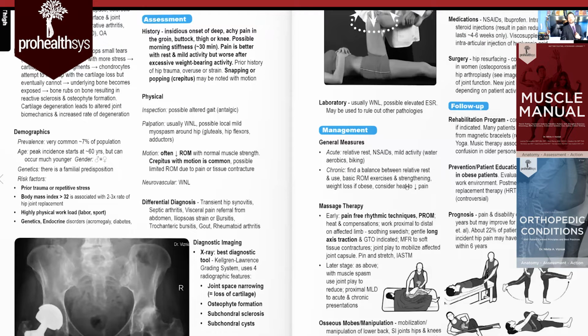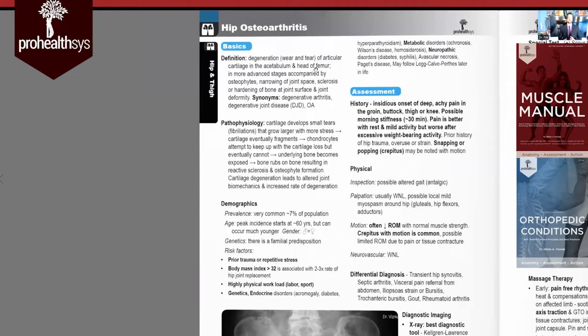Number one, degeneration, wear and tear of the articular cartilage. That's what the name means, osteoarthritis, bone joint arthritis, okay? Narrowing of joint space, sclerosis, hardening of the bone around the surfaces. Potentially, you can see reactive sclerosis and subchondral cysts, but these are more radiographic findings. What we need to realize is how this process actually develops.